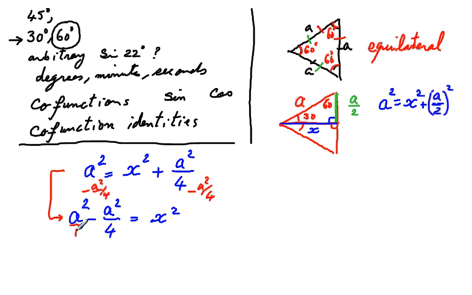I have to take a common denominator, or multiply these two by a 4. So on the left hand side I have a common denominator of 4. Now I can subtract the numerators. 4a squared minus a squared is equal to x squared. So I can write this x squared. What is 4a squared minus a squared?